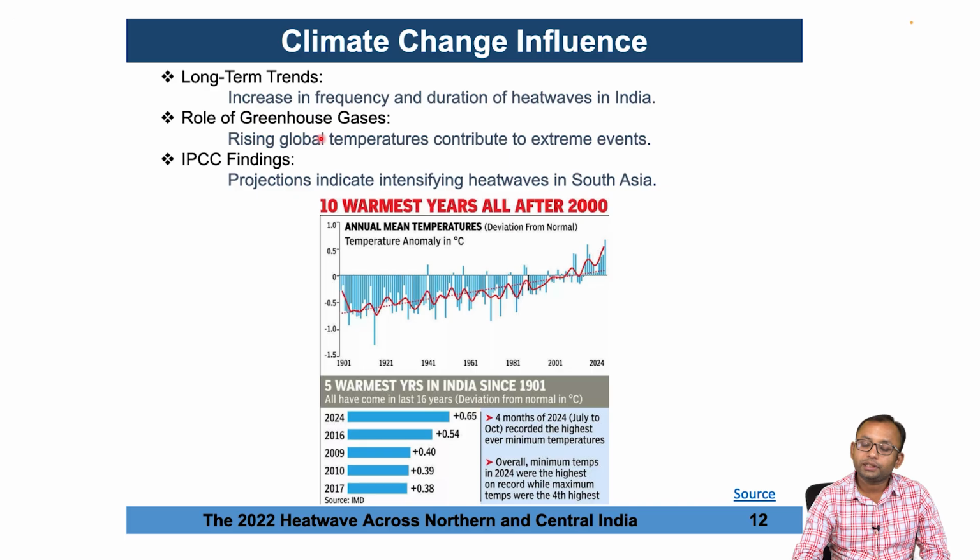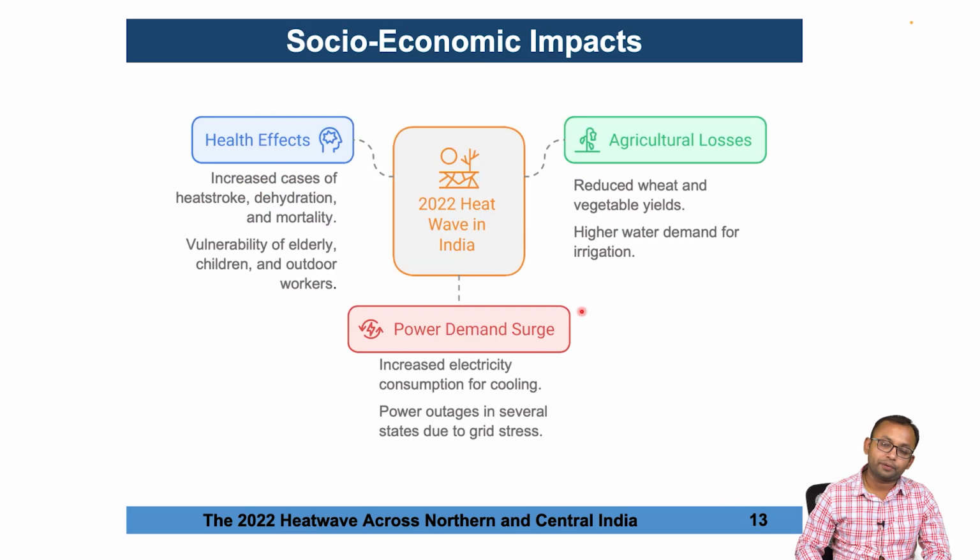When we are talking about these heat waves, we have observed that their frequencies and durations have been significantly increased. The role of greenhouse gases is very important because it contributes to extreme events. IPCC findings also suggest the projections indicate intensifying heat waves in South Asia, including the Indian region. In multiple cities we have observed a significant rise in temperature from 1901 to 2004.